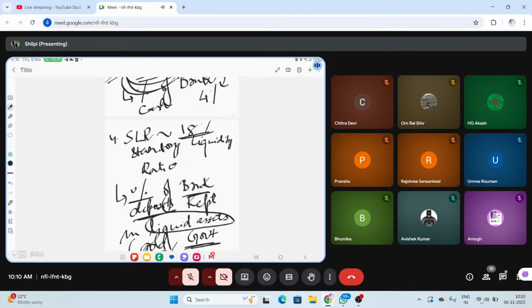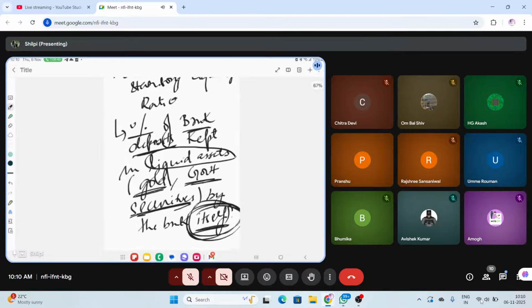So अभी हमने 4 quantitative tools करे हैं, SLR, CRR, then we have done repo rate and reverse repo rate. There are few other tools, but we will continue it from tomorrow. Most probably, I guess tomorrow money and banking would be completed. Because I'm trying to cover each and every topic.